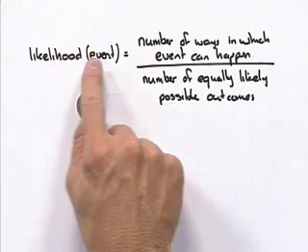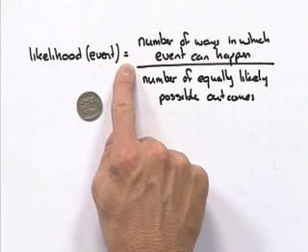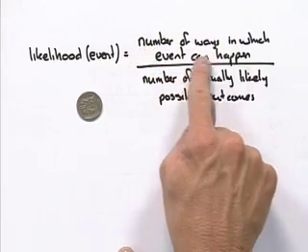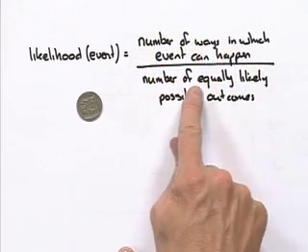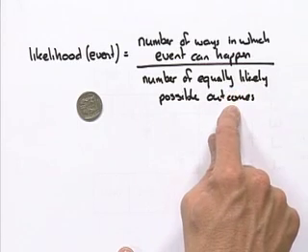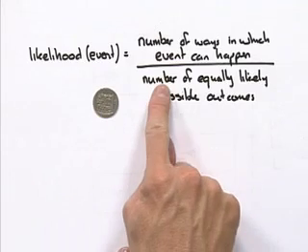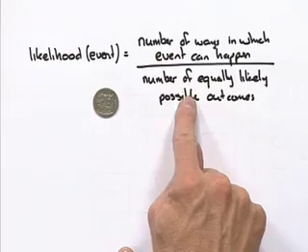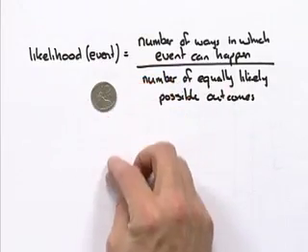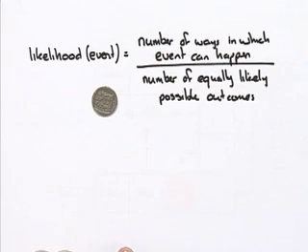This brings us to determining the likelihood of getting a head and the likelihood of getting a tail when we toss a coin. Let's start by going back to our definition of likelihood. We said that the likelihood of a particular event is equal to the ratio of the number of ways in which the event can happen to the number of equally likely possible outcomes. Now, when it comes to tossing a coin, there are only two possible outcomes, and they're equally likely. What are they? A head and a tail.